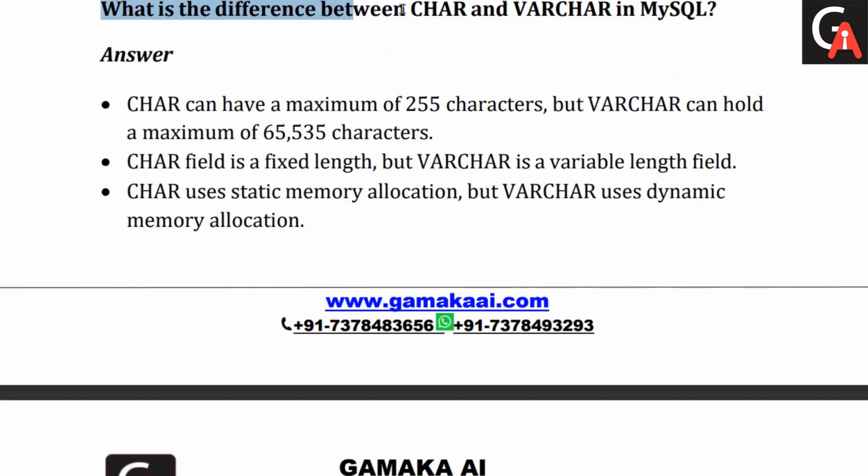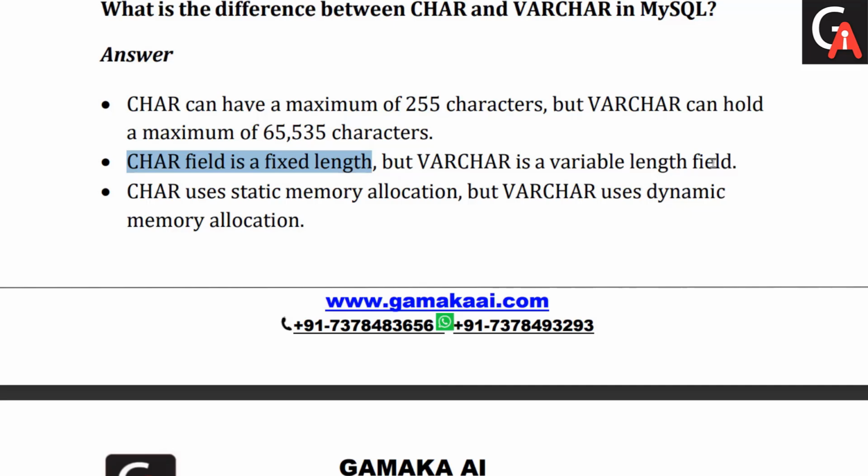What is the difference between char and varchar in MySQL? So basically char and varchar are the data types with respect to the string value. Strings are nothing but a sequence of characters. So first, char can have a maximum of 255 characters, but varchar can hold 65,535 characters. The second difference is that char is a fixed length field, but varchar is a variable length field.